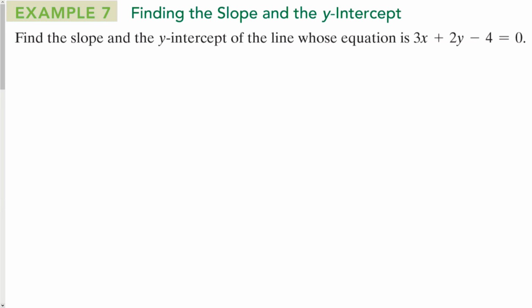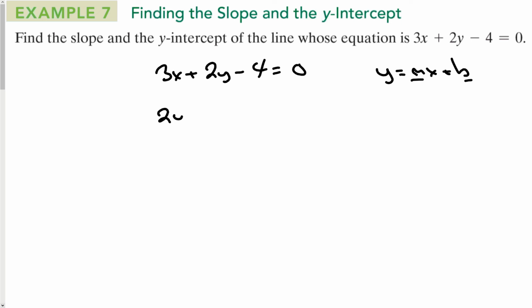Okay. So let's find the slope and the y-intercept of the line whose equation is 3x plus 2y minus 4. Let's write this down. 3x plus 2y minus 4 is equal to 0. I can't really tell just by looking at this, because it's in general form. If it was in slope-intercept form, I could easily tell the y-intercept and the slope. So we solve for y.